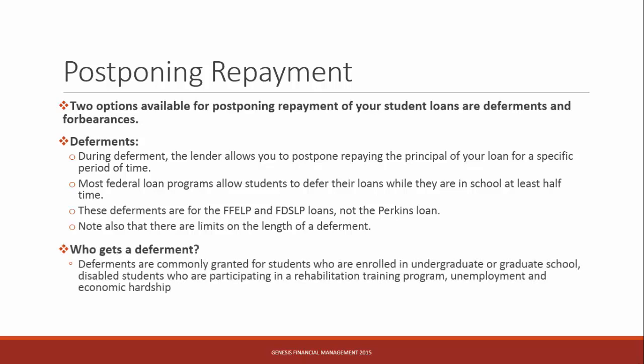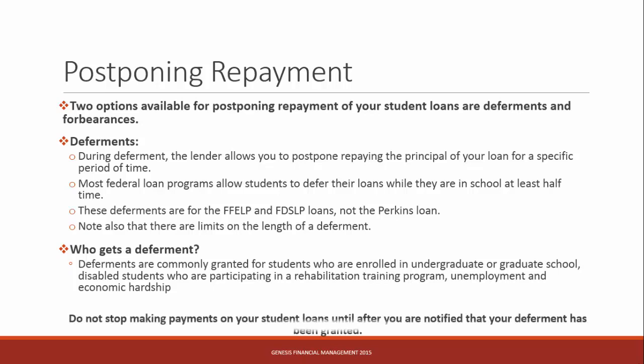Who gets a deferment? Deferments are commonly granted for students who are enrolled in undergraduate or graduate school, disabled students who are participating in a rehabilitation training program, unemployed, and economic hardship students. Do not stop making payments on your student loans until after you're notified that the deferment has been granted.